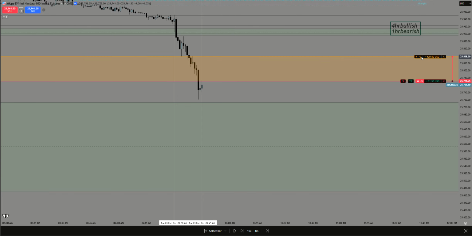A safer stop could have been here above this swing right here, because this would have gave us a market structure shift up. But I'm using this fair value gap as a sense of like support, and I'm using the third candle in this 3 candle combination as my invalidation point. So I put my stop above that right there.